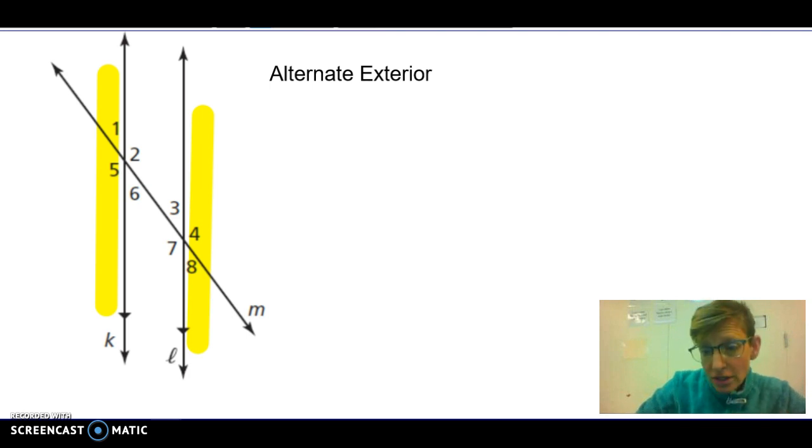So the alternate exterior angles on this picture would be 1, and then on the other side of the transversal, 8. And that last set here would be 5, and on the other side of the transversal, 4. And so those are your alternate exterior. I hope this helps you fill in that blue paper and have a better understanding of the angles that are formed by two parallel lines and a transversal.